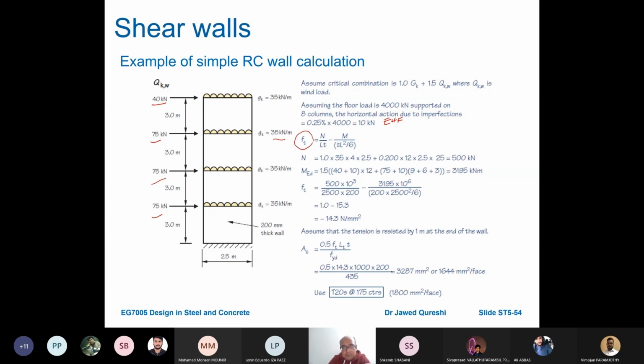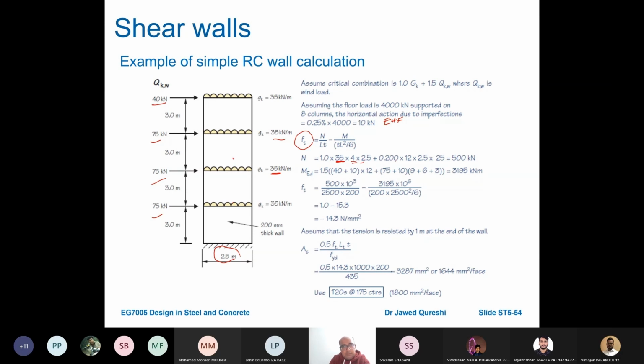Tensile stress in the wall is equal to N over LT plus M over TL squared over 6. N is the axial force, and the axial force is coming from the load on the beams. I suppose the self weight of the wall as well. So the load coming from the beams: 35 is the load and self weight of the beams. We have 4 beams here and 2.5 is the span of the beam. This will give you the total load of the beam.